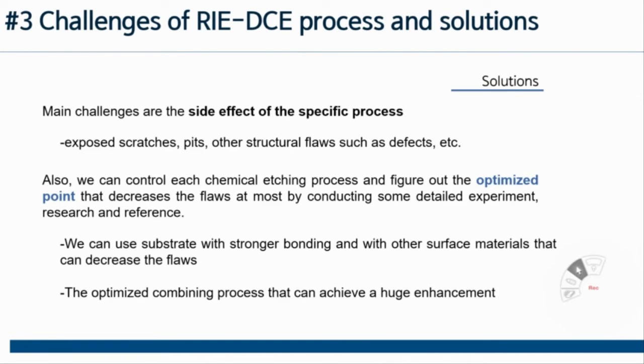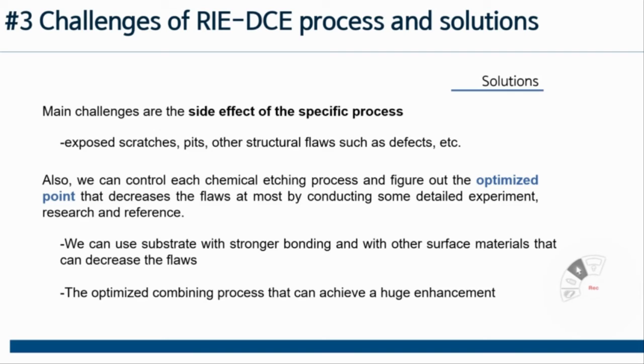The challenge is that we should resolve these structural errors. Thus, we can find ways of resolving the structural defects by applying or researching other etching. Also, we can control each chemical etching process and figure out the optimized point that decreases the flaws the most by conducting detailed experiments, research, and reference.